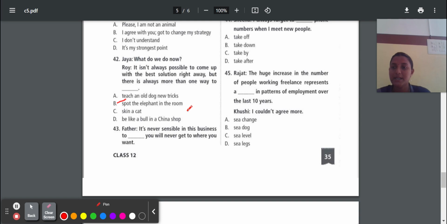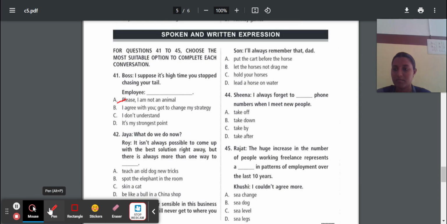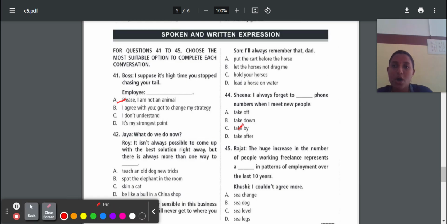Question number 43. Father: it's never sensible in this business to dash, you will never get to where you want. Son: I will always remember that, Dad. Option A, put the cart before the horse. Option B, let the horses not drag me. Option C, hold your horses. Option D, lead a horse on water. Answer for the question 43 is option C, hold your horses.